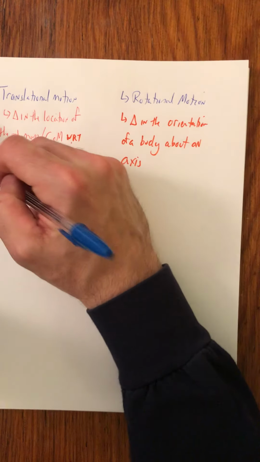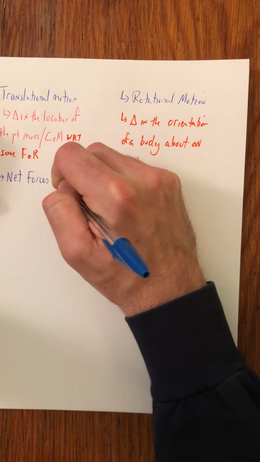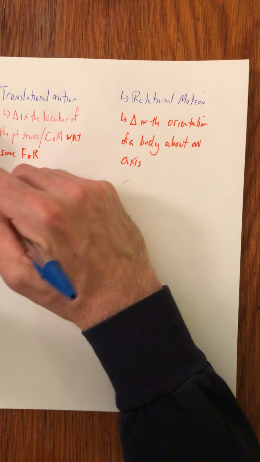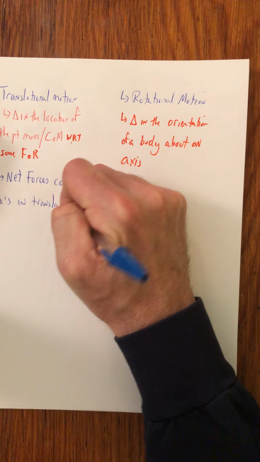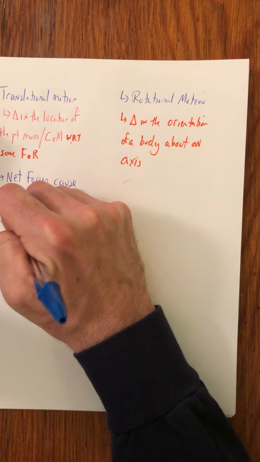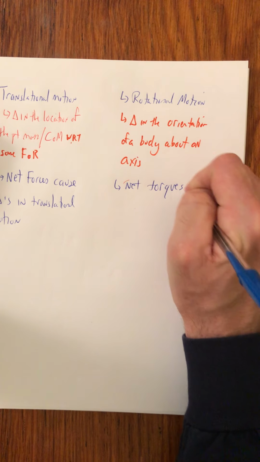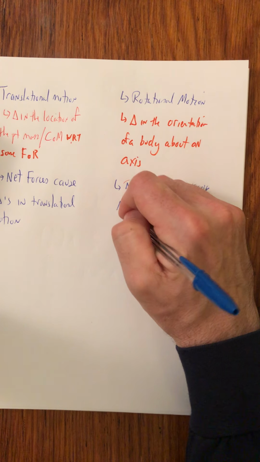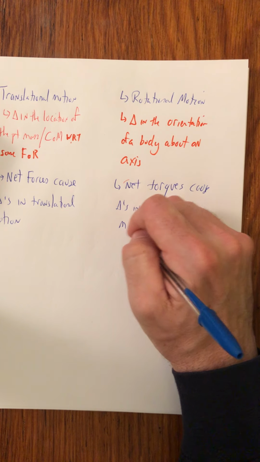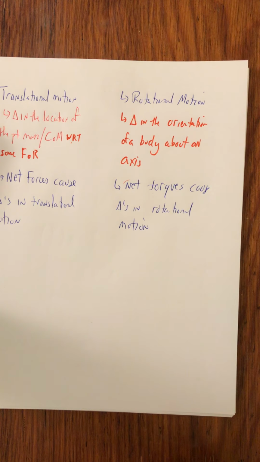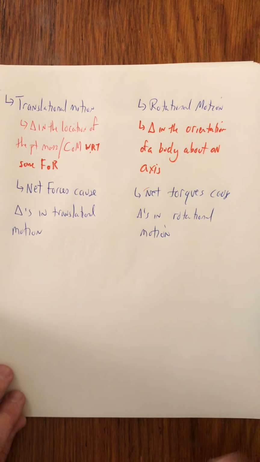So with translational motion, what we're going to see is net forces cause changes in translational motion, whereas net torques cause changes in rotational motion. All right, so that means what we need to do is define some things about torque.